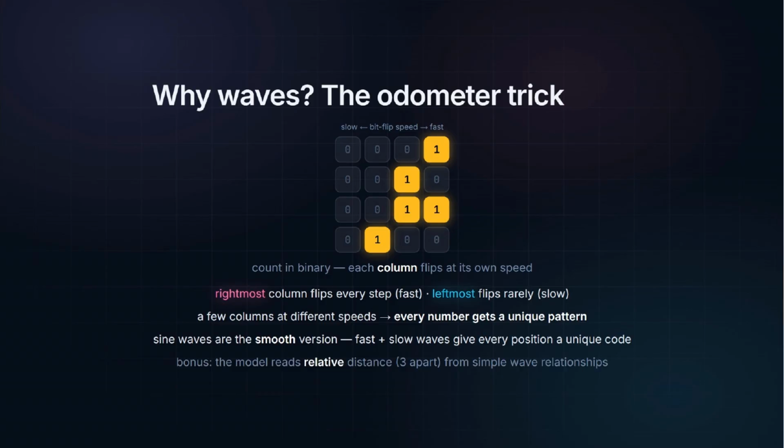And there's a bonus the designers were after. Because of how sines and cosines relate, the model can recover relative distance, that two words are 3 apart, from simple relationships between their encodings. Relative position comes for free.